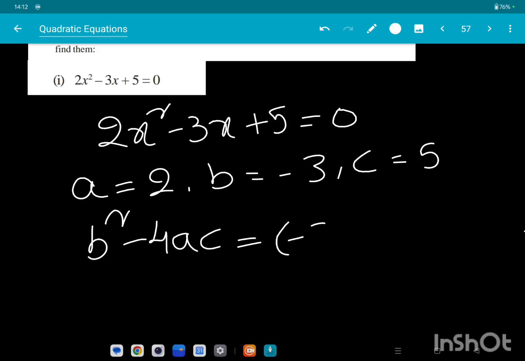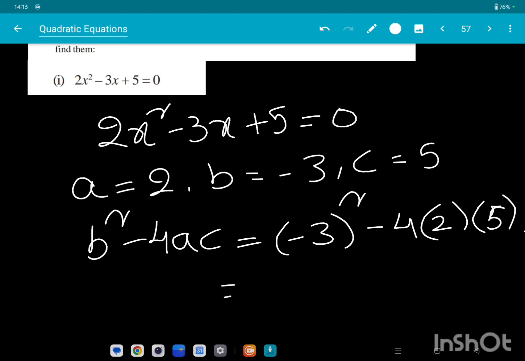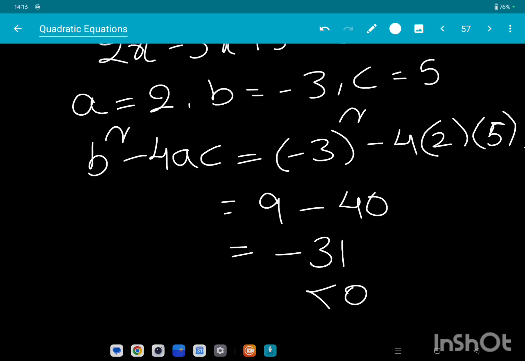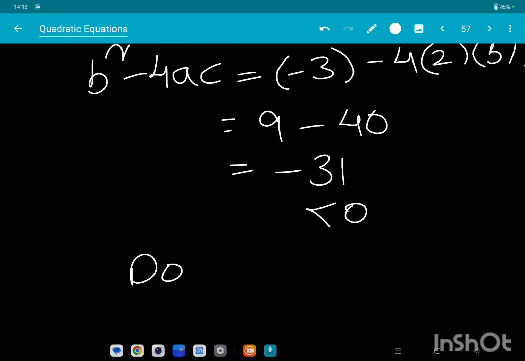b square means minus 3 whole square, minus 4 into a, which is 2, and c, which is 5. Now we will solve. 3 3s are 9, and minus into minus is plus. So 9 minus 4 2s are 8, and 8 5s are 40. So here the answer is minus 31. So it is less than 0, so it does not have any real roots.